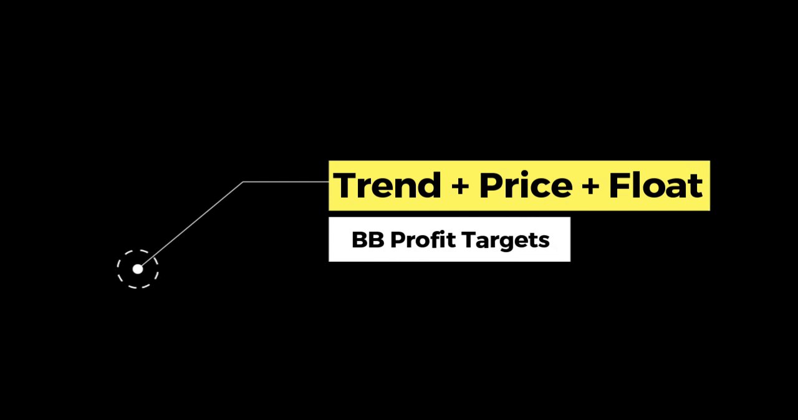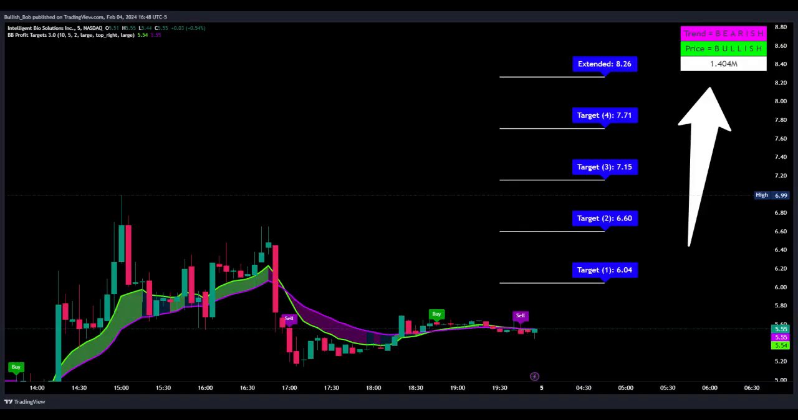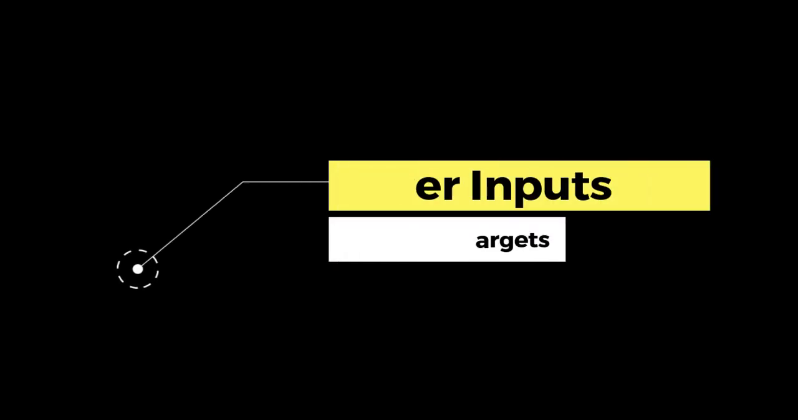Trend, price, and float. We added 3 really easy to read labels at the top right of your chart. In the user inputs, you can change where this is located. This is now telling you whether the trend is bearish or bullish. This is telling us if the price is bullish or bearish, and this is also telling us the float size according to TradingView.